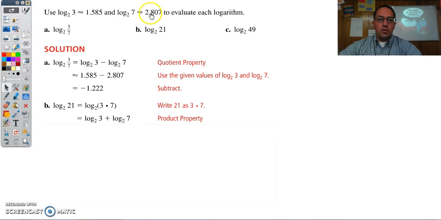Again, I know what those are. So I'm going to take these values, plug them in, substitute those in, and then add them up. And stick that in the calculator, add it up. There it is. 4.392.